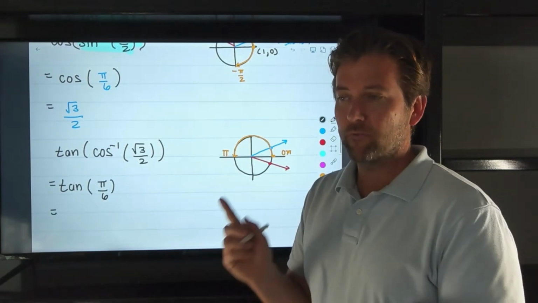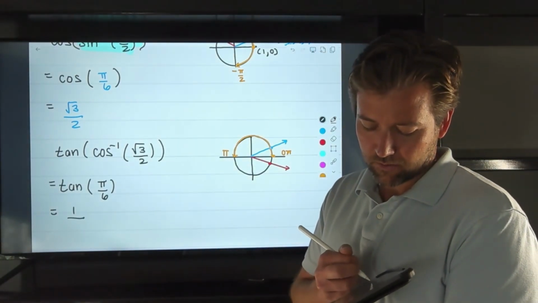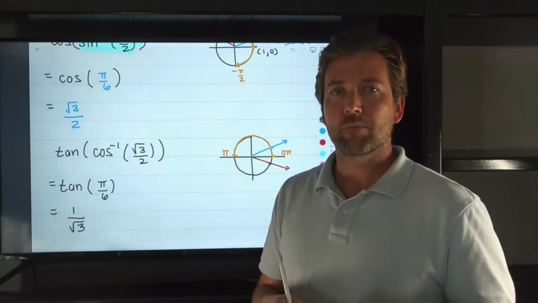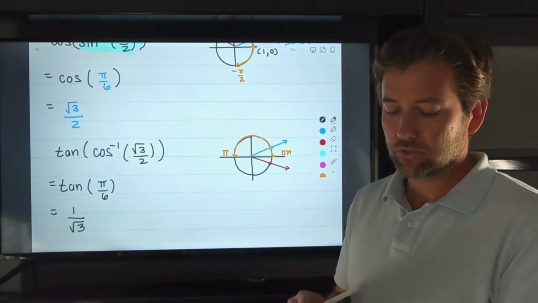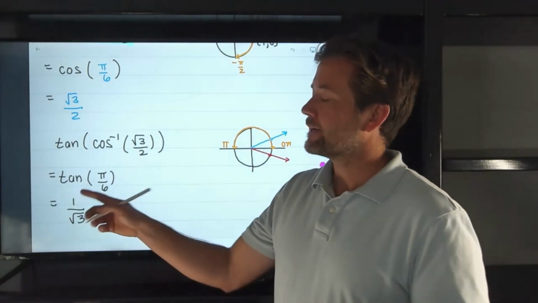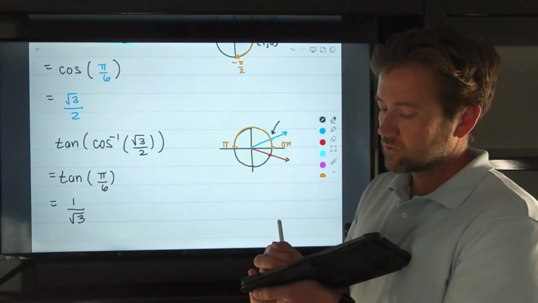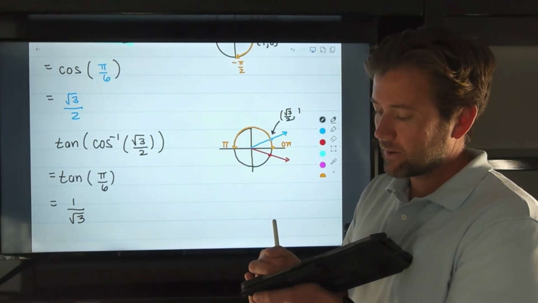Now I would love it if you were familiar with that angle and you knew that the slope is 1 over the square root of 3. Or you can rationalize that denominator and say that it's square root of 3 over 3. Those are the same values, just one has a rational denominator. If you're not sure how I got this, the point here is square root of 3 over 2 comma 1/2.